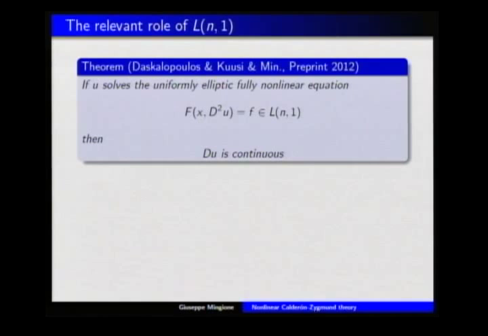Even more surprisingly, but actually with a much simpler proof, we extended this recently to fully nonlinear equations, in collaboration with Panagiota Daskalopoulos from Columbia. And you have a fully nonlinear equation. The right-hand side belongs to L^{n,1}. And then the gradient is continuous. Once again, it is continuous.